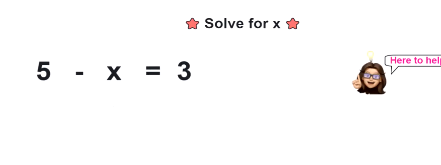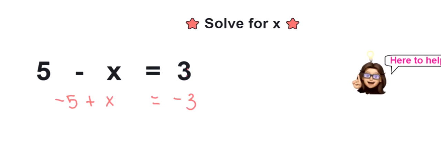So the first thing we're going to do is get rid of that negative x. Remember, a minus and a negative are the same thing. So how do I do that? Just change all your signs. It's a positive 5, so I'm going to make it a negative 5. It's a negative x, so I'm going to make it a positive x. It's a positive 3, so I'm going to make it a negative 3. These two equations are the same as long as you remember to change all the signs.